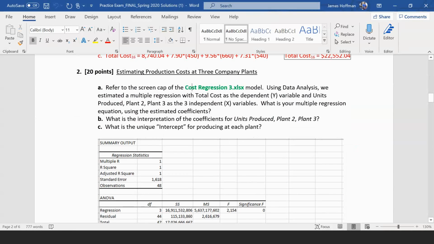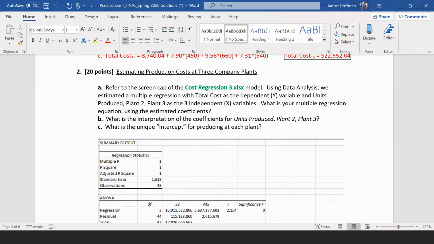Okay, so look at the screen cap here, and then using data analysis, we estimated multiple regression with total cost as a dependent variable, and this time we have the different plants. So there's units produced, and then there's plants 2 and plant 3 as the 3 independent variables. And recall that since these are binary, we don't include all 3 binaries, because the case when plant 2 and plant 3 are both 0, that defaults to plant 1. So you only need minus 1 of the total binary variables. So plant 1 is when plant 2 and plant 3 are both 0.